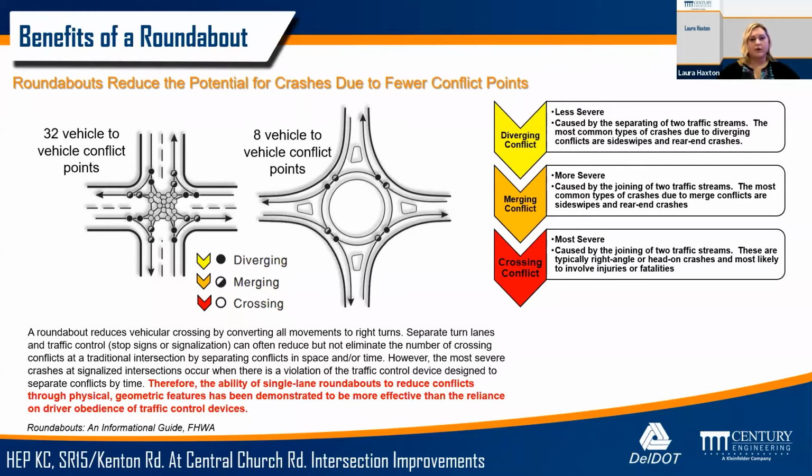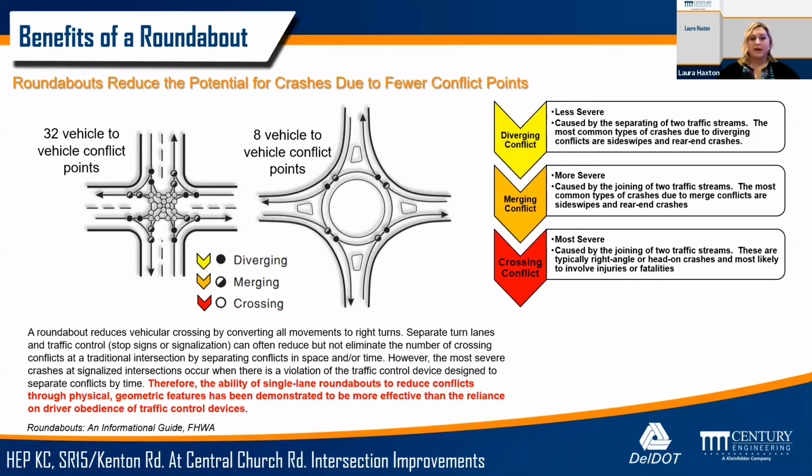And then there is the third and most severe type of conflict, which is a crossing conflict point. This is where two traffic streams heading in opposite directions join together. This results in a right angle or a head-on crash, which is what would most likely result in a severe injury. So as you can see from the picture, the roundabout actually eliminates the crossing conflicts because of those physical features that we put into place. The only conflicts that are left, we only have 8 conflicts left as compared to the 32 conflicts of a traditional intersection.